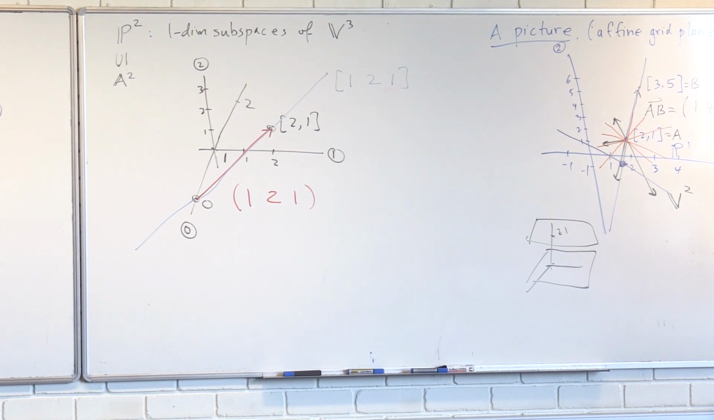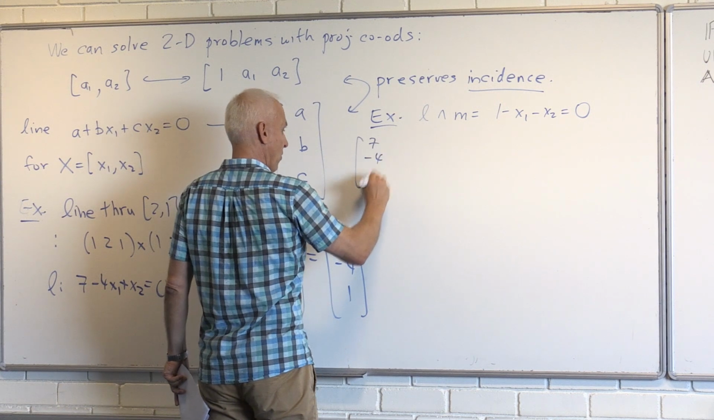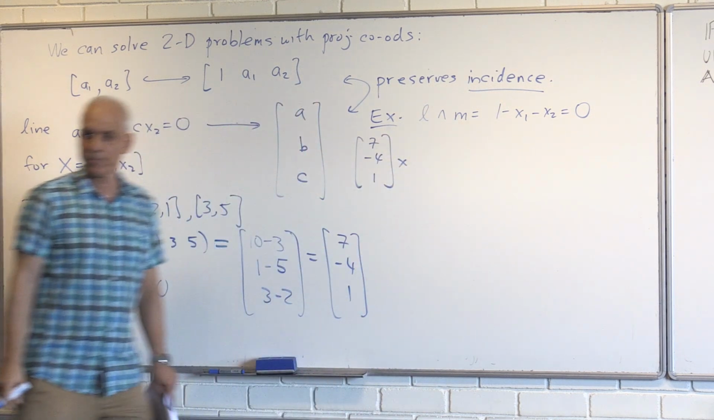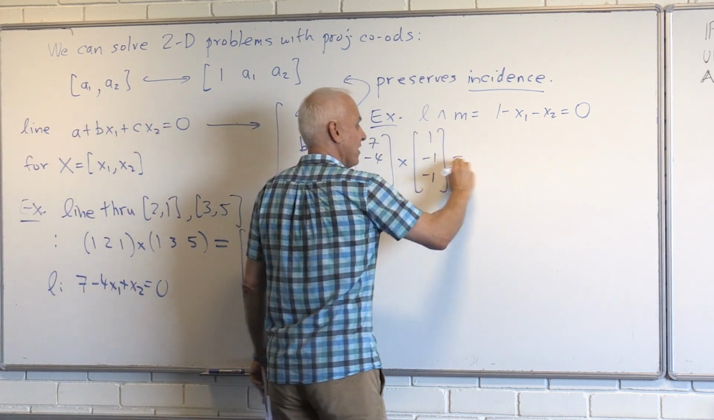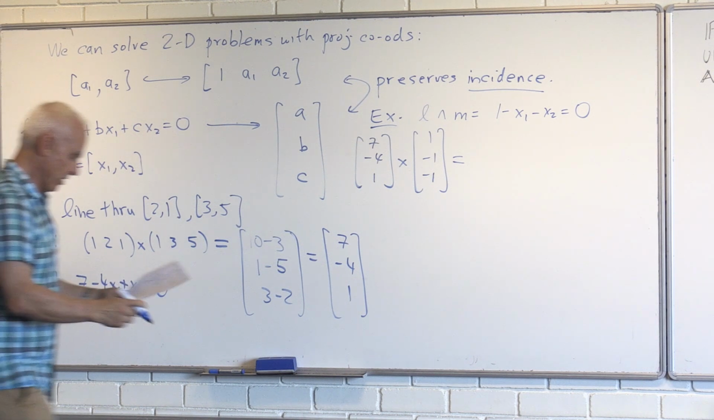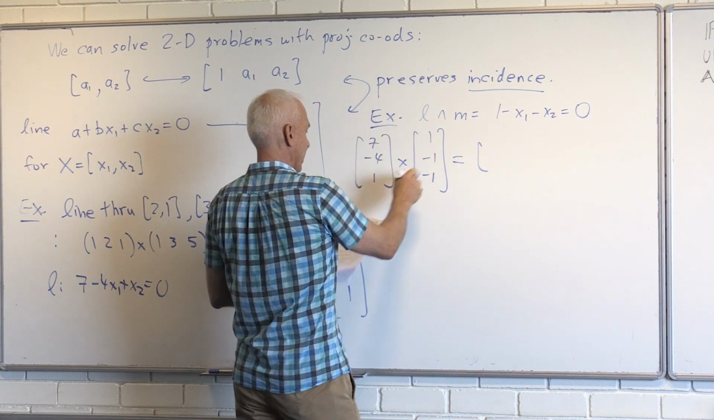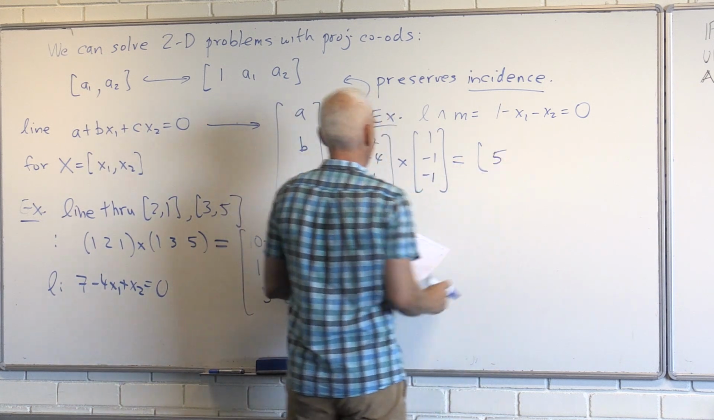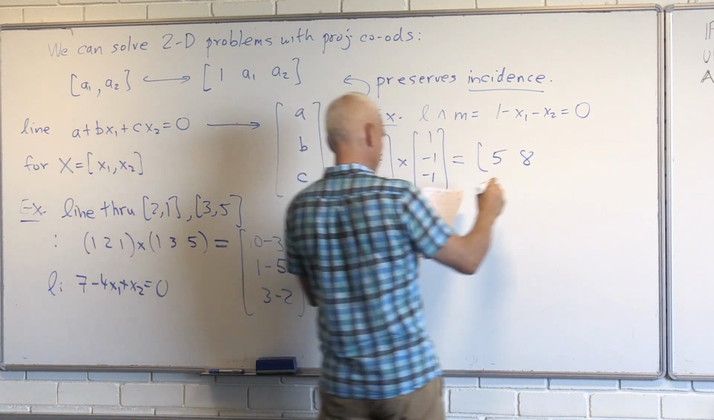Okay, so what do we do? Well, we convert them both into projective. We already have the projective version of this, so this is 7, minus 4, 1, and what's the projective version of this? Just read the coefficients: 1, minus 1, minus 1, and we take a cross product. Notably the same technology. It's just a single cross product. It's the only technology that we're really using here. Okay, what do we get? We get 5, and 1 minus 8, 8, and minus 7, minus 4, minus 3.